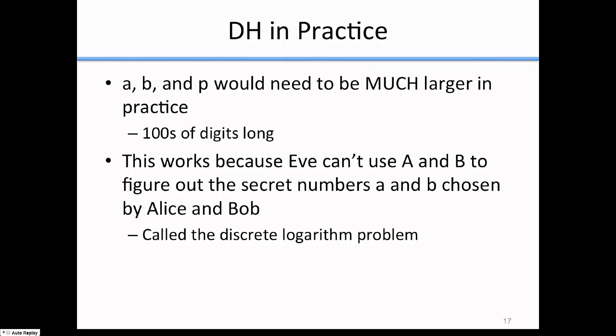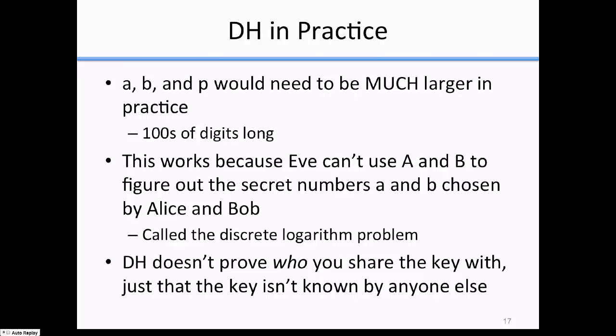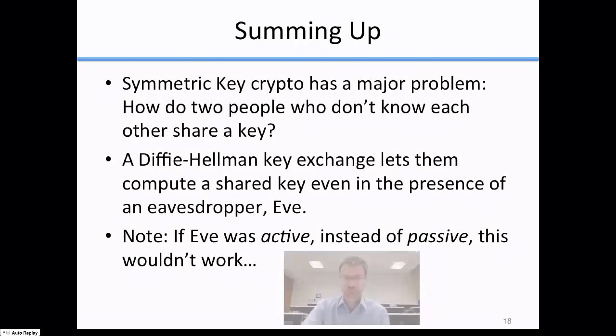The problem, in order for her to do that, she'd have to solve what's called the discrete log problem, which would be to somehow figure out how to turn A into the base components that were used to create it. And right now, we don't know how to do that. I want to point out something really important about Diffie-Hellman. Diffie-Hellman doesn't prove who you share the key with. All it proves is that whoever you were talking to shares a key with you that no one else knows. But you have no way to verify within Diffie-Hellman who that is. And that'll become important later on.